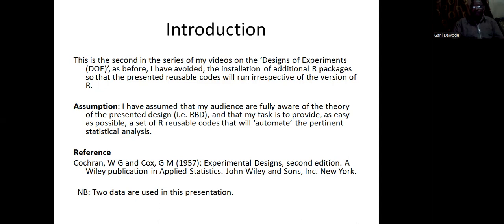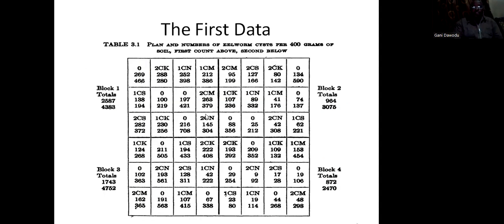I've also assumed that my audience are fully aware of the theory of RBD so that I can go to the computation directly. The reference material still remains Cochran and Cox, 1957. Here, for this presentation, two data sets will be used. The first data is on L1 cysts. It attacks oats.